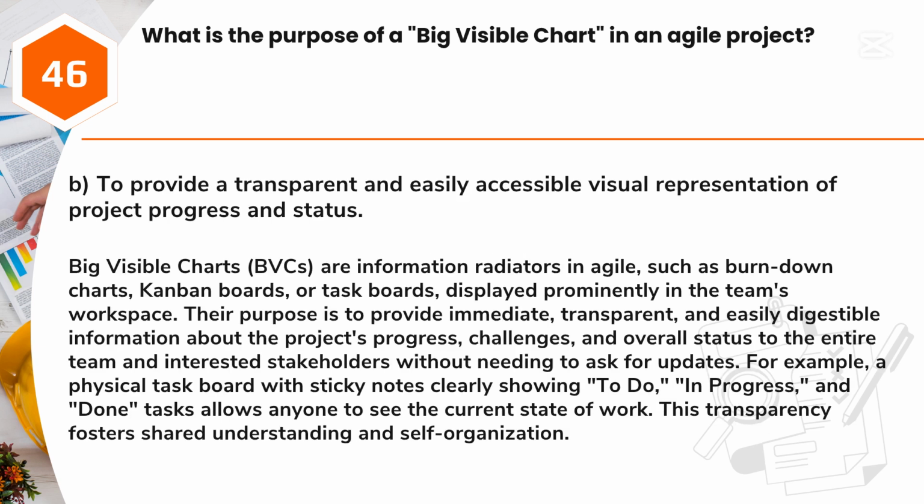Answer: B. To provide a transparent and easily accessible visual representation of project progress and status. Big visible charts, BVCs, are information radiators in Agile, such as burn-down charts, Kanban boards, or task boards, displayed prominently in the team's workspace. Their purpose is to provide immediate, transparent, and easily digestible information about the project's progress, challenges, and overall status to the entire team and interested stakeholders without needing to ask for updates.